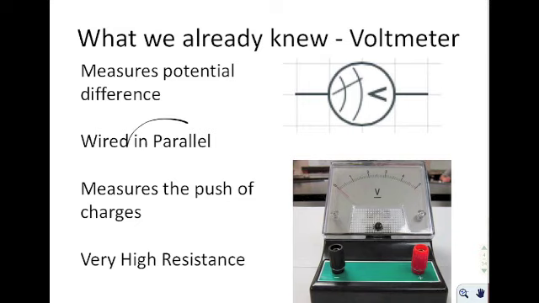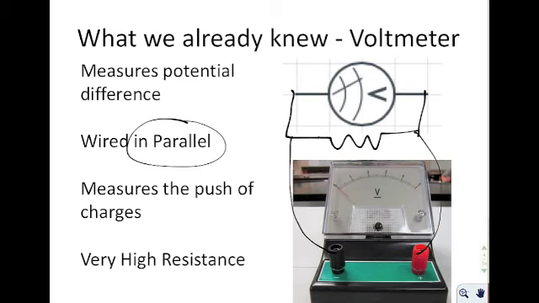It has to be wired in parallel with whatever you're trying to measure. So, for example, if I'm trying to measure the voltage of this resistor, I have to connect it to either side of the resistor. Okay, and what that would look like is this here. That's the voltmeter connected to it, and that's the symbol schematic.